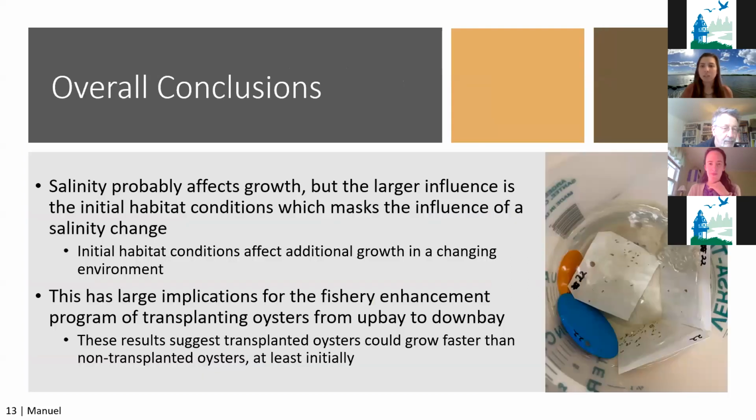So thinking about the results from the experiment, it is clear that initial habitat conditions have a large effect on subsequent growth, and this carryover effect might be responsible for masking the effect of growth in a changing salinity environment. In a broader context, when the fishery makes decisions on where to transplant oysters for faster growth, these results suggest oysters transferred from low salinity might grow faster than oysters that were always in a high salinity environment, at least for 3 weeks, which is the duration of my experiment.